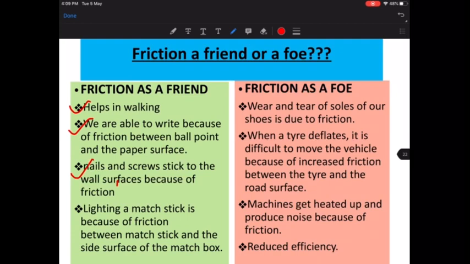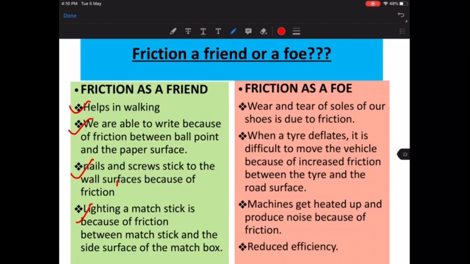Next, you're able to drive any nails or screws inside any surface because of friction. Next is lighting of a matchstick. This also we discussed in the last class. So all this work we are able to do because of friction, because there exists friction, correct?